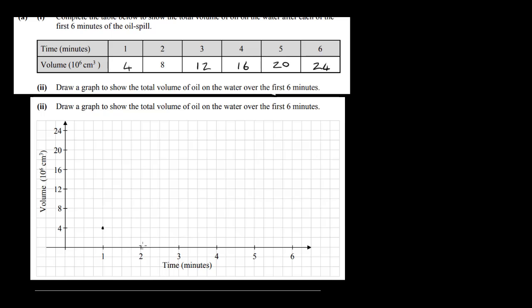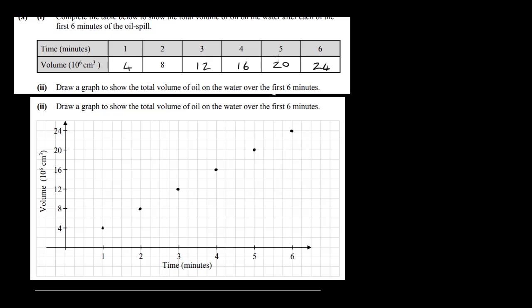2 is going to be 8, so 2 is going to be 8 here. 3 is going to be 12, so 3 is going to be 12 here. 4 is going to be 16. You can see it's going to be a linear graph. So 5 is going to be 20, so we're going to end up here. And finally 6 is going to be 24 by 10 to the power of 6.